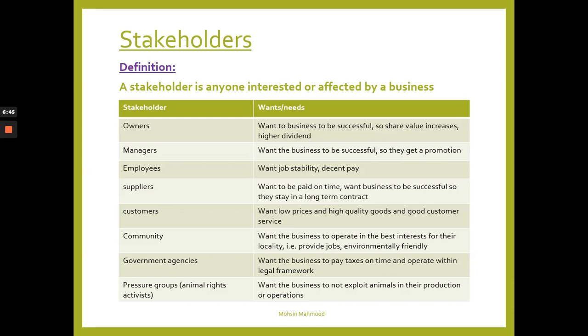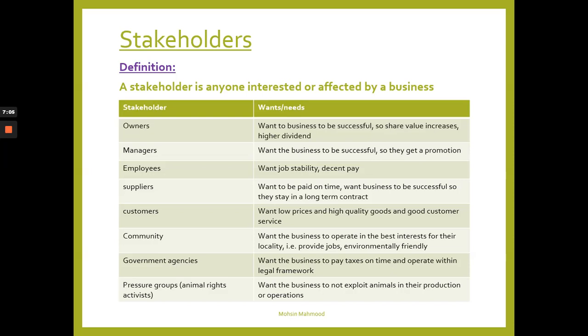Suppliers want to be paid on time, and they want the business to be successful so that they stay in a long-term contract with the business. Customers want low prices, but they want high-quality goods or high-quality services as well. They also want great customer service. They want to be treated well when they go into a store.